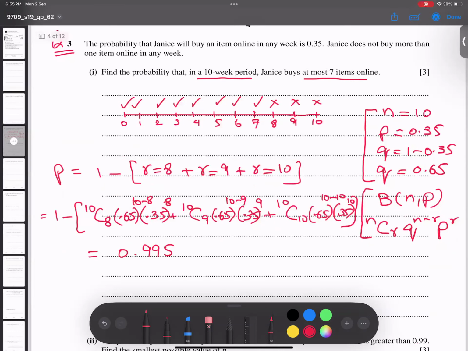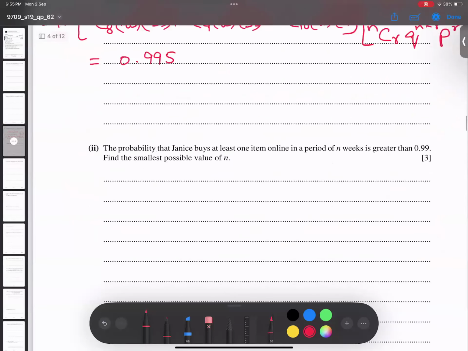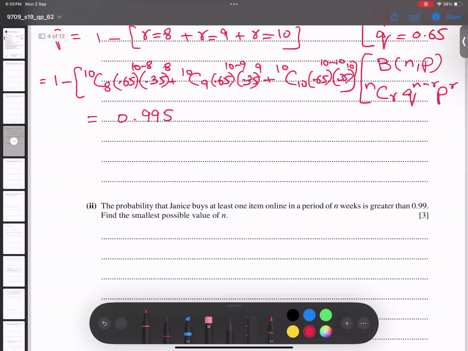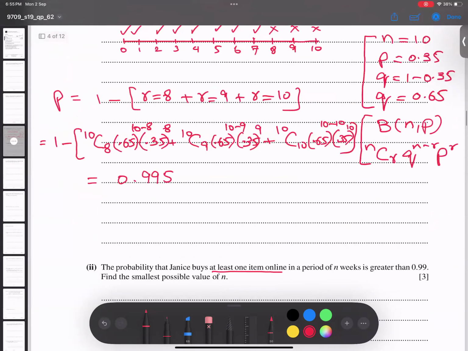So let's talk about the second part. The second part is: the probability J buys at least one item online. In the previous question I said at most; here it is at least. In the previous question N was 10, but what is the question here? Here N is 2, 3, 4, 5, 6, 7, 8, 9, 10, 11, 12, I don't know. He said to find the smallest possible value of n. So n is my target.